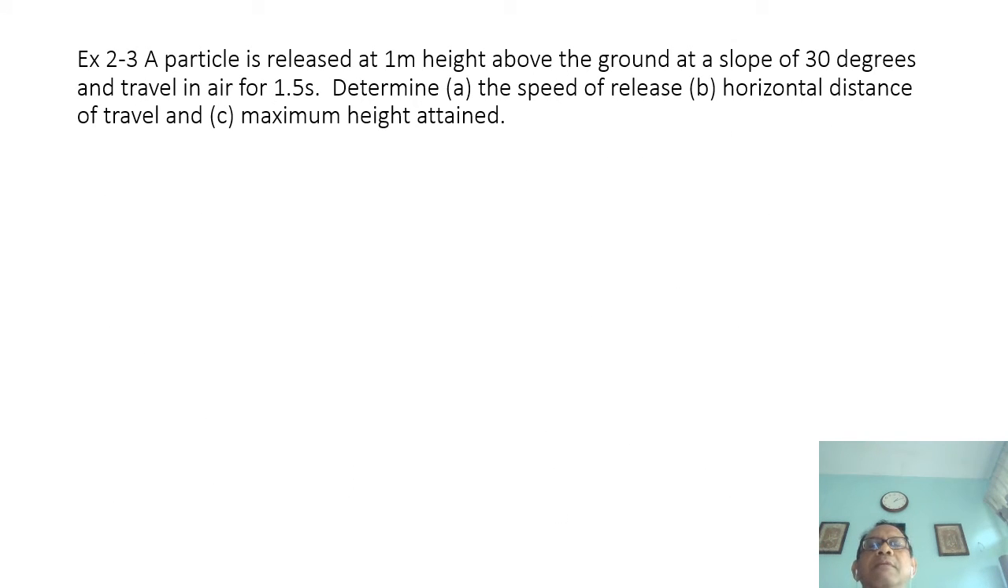And the final example is where you have a particle released at 1 meter above the ground. So it's been released at 1 meter above ground.